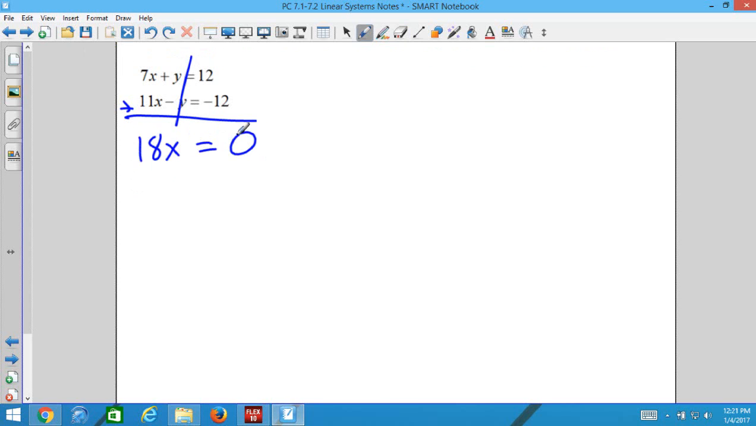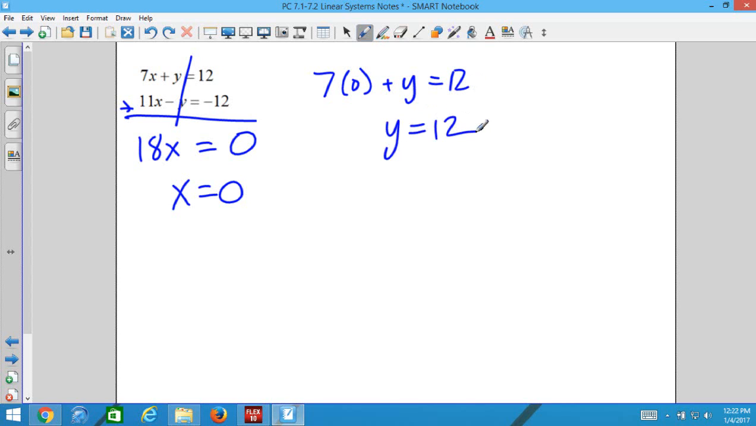So elimination, my y's canceled out. X equals 0. But that is a number. X can equal 0. So I'm going to plug that back in. I'm not going to do elimination twice for this one. That's a nice easy answer to plug back in. 7 times 0 plus y equals 12. So y has to be 12.